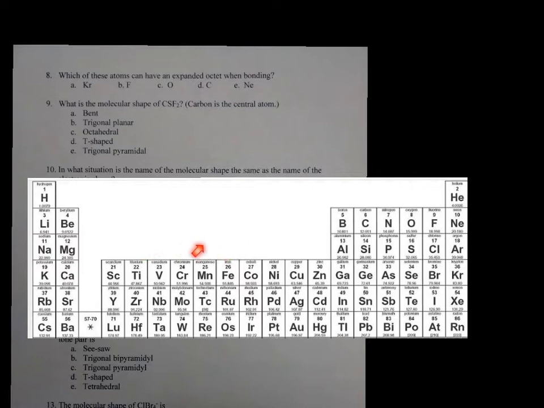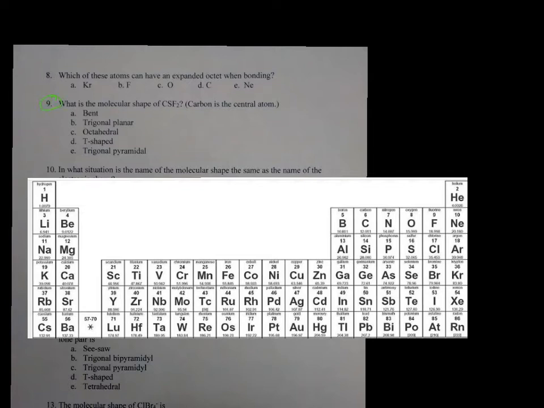And remember, the reason is because these do not have 2d orbitals nearby to fill. So you have to be at least in row 3, 4, 5, or 6, because the ones in row 3 can overflow those electrons into the 3d orbitals down here. So the expanded octet ones are going to have to be somewhere in rows 3, 4, 5, and 6. So I think krypton, A, is going to be the correct answer, because fluorine, oxygen, carbon, and neon are all in row 2 and will not be able to have an expanded octet.